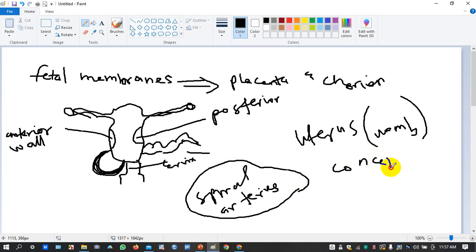In other words, from zygote to the end of 2 months, after 2 months we form the fetus. But at this stage, after zygote formation, the conceptus and the rest, we say it is an embryo. So now we have an embryo, which after 2 months will grow into a fetus.